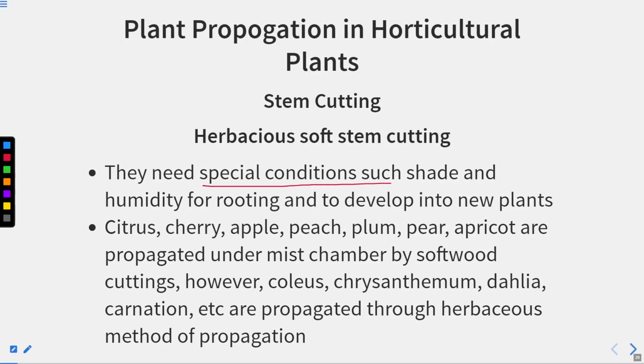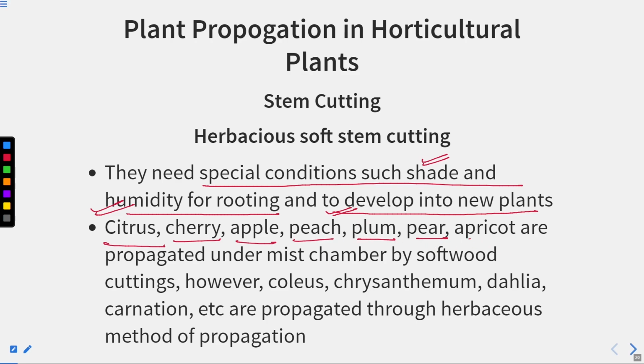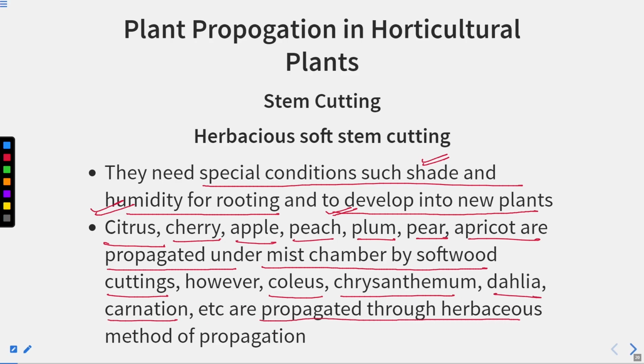They need special conditions such as shade and humidity for rooting and to develop into a new plant. So they need shade. Harsh conditions are not required, and it also requires humidity for rooting and to develop into a new plant. Citrus, cherry, apple, peach, plum, pear, apricot are propagated under mist chambers by softwood cutting. However, coleus, chrysanthemum, dahlia, carnation, etc. are propagated through the herbaceous method of propagation.